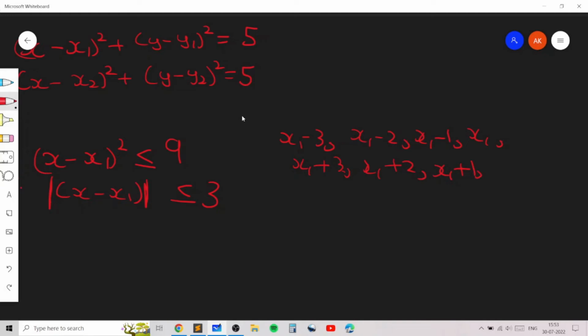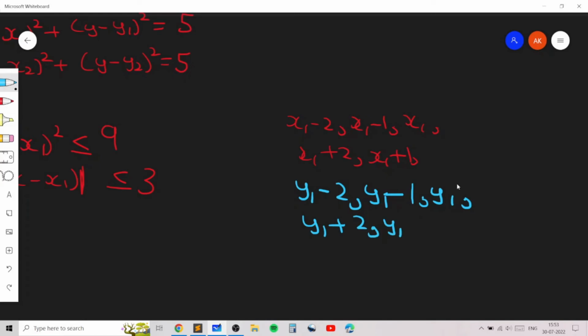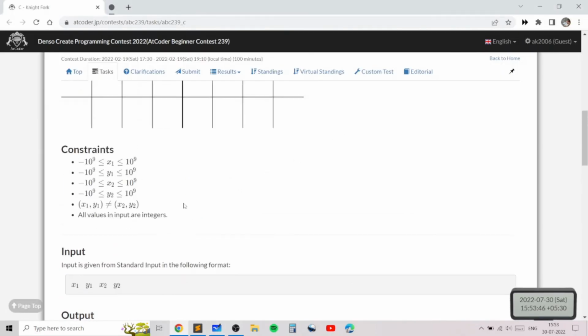So we know that x1 minus 3 and x1 plus 3 are not possible, because the difference squared will be 3 squared, which is 9. So it's actually only these 5 possibilities for what x1 can be, and similarly there are only 5 possibilities for what y1 can be, because by similar logic we can see that the difference between y1 and y is at most square root of 5. So that's why we know that x and y are integers.